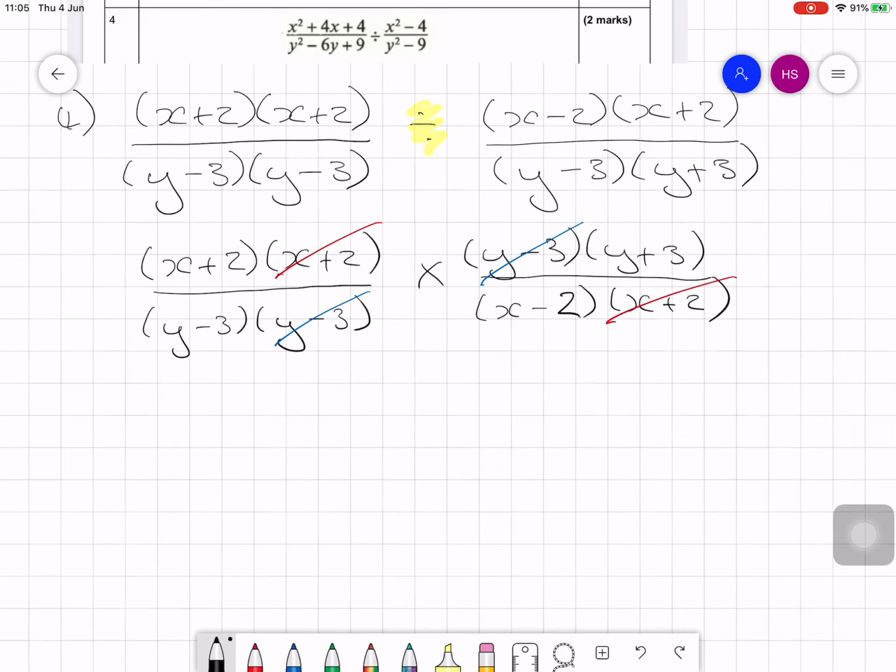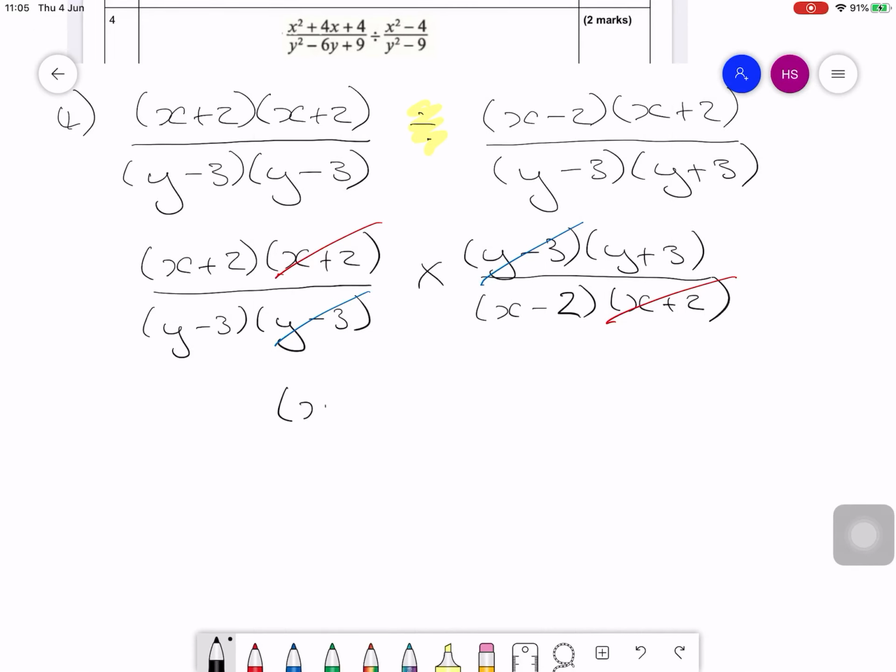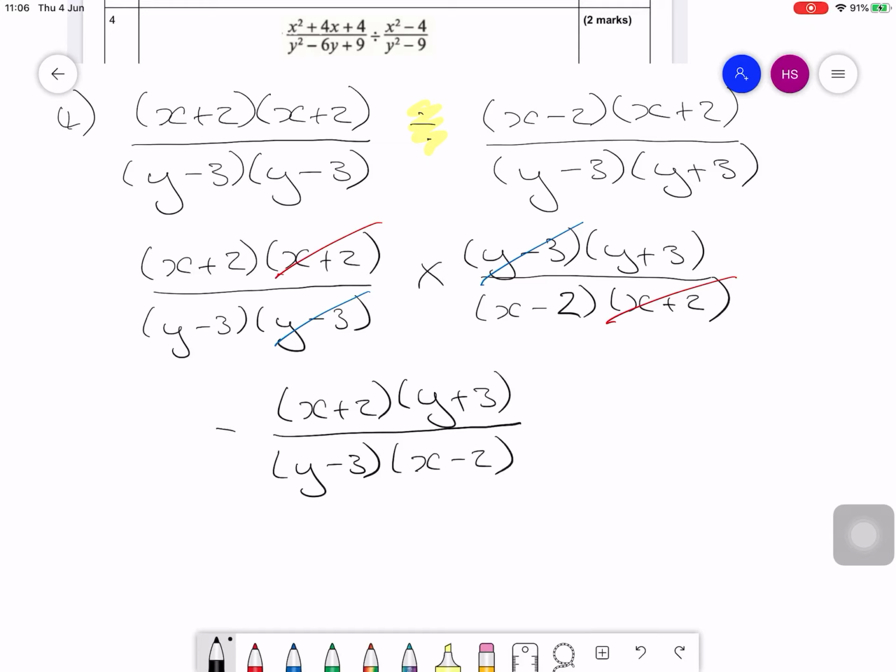So all I'm then left with in my numerator is the x plus 2 from the first fraction multiplied by the y plus 3 from the second fraction, and then the y minus 3 in the denominator of the first fraction, and the x minus 2, and nothing cancels. There's absolutely no point in expanding those brackets out because it's fully factorised. So if it was going to cancel, I would be able to cancel in its factorised form, which I can't. So that is job done.